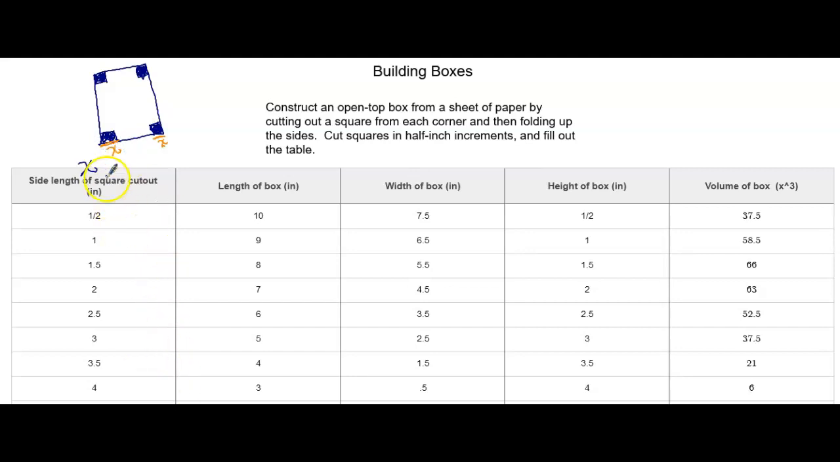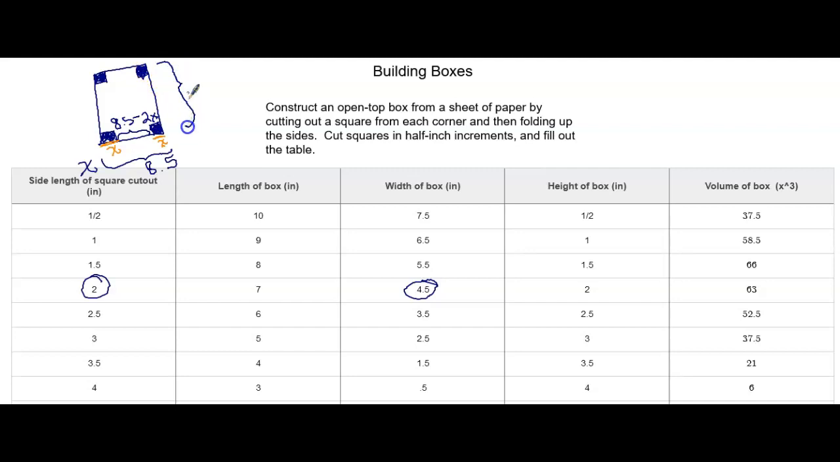And so if we know that the total length of this right here is 8.5, then this length right here is going to be 8.5 minus 2x. And it doesn't matter what x is, because if the side length is 2, we multiply that times 2, and we get 8.5 minus 4, which is 4.5, and you can see that that's the width that we got here. And then the same thing happens over here.